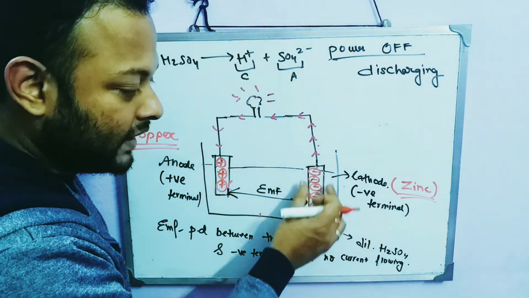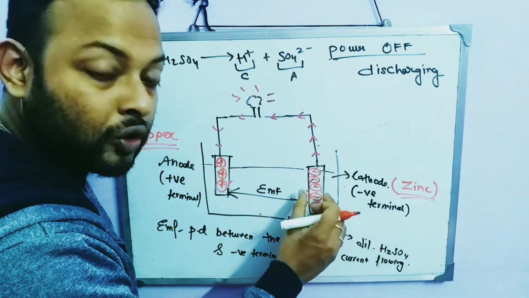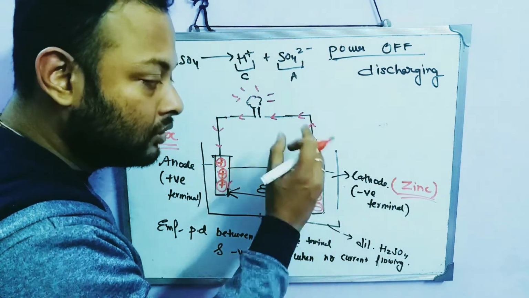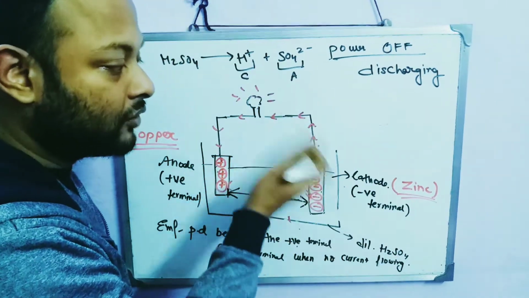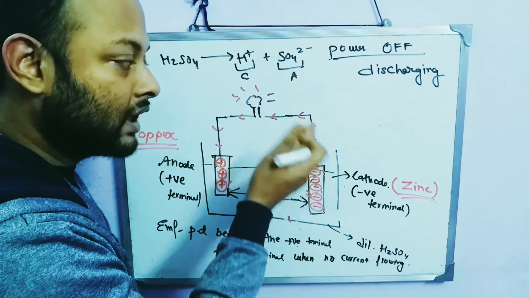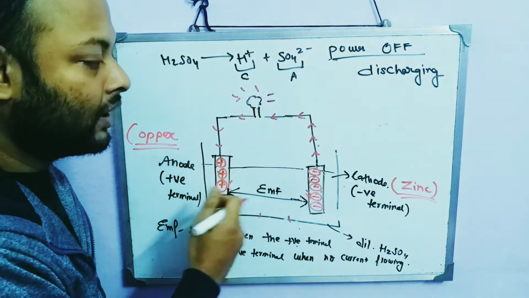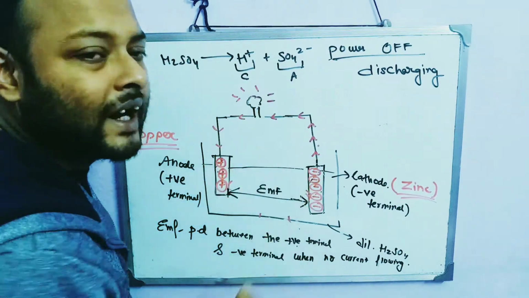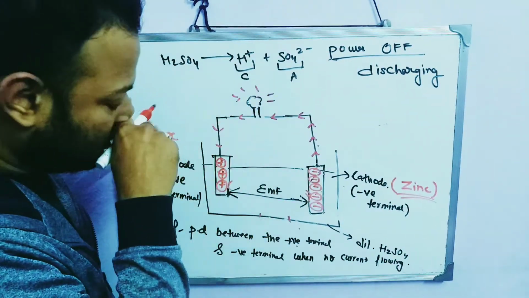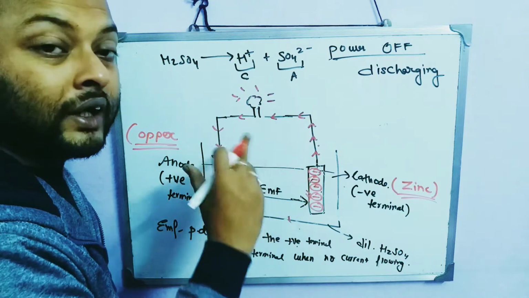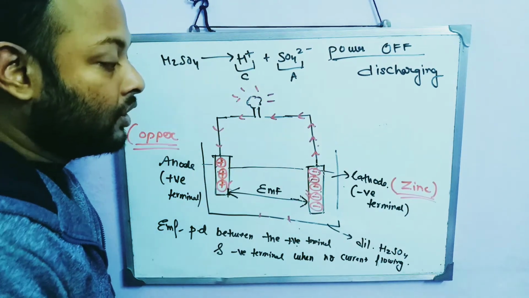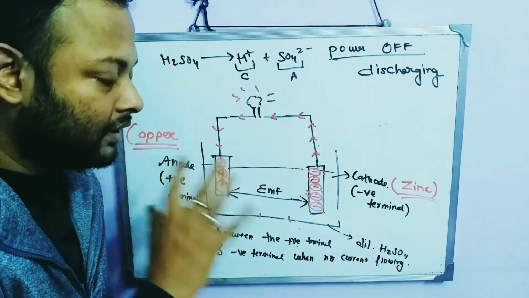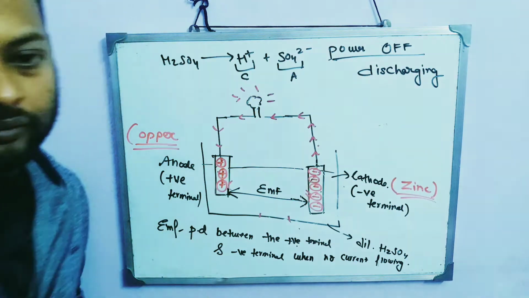So this negative terminal, this cathode which has accumulated all the electrons, will now transfer the electrons towards the anode, and when it is transferring, it is transferred through the bulb or a fan or any kind of resistance. Okay, so that is how you are getting the current. So I think you understood till here.